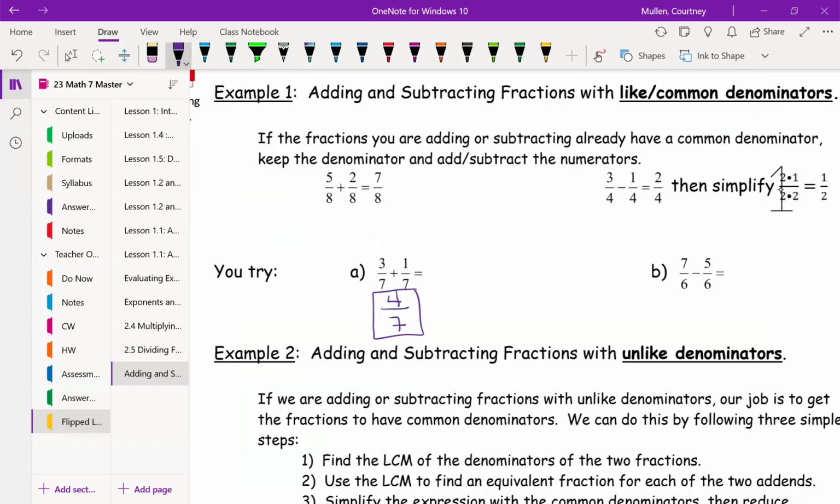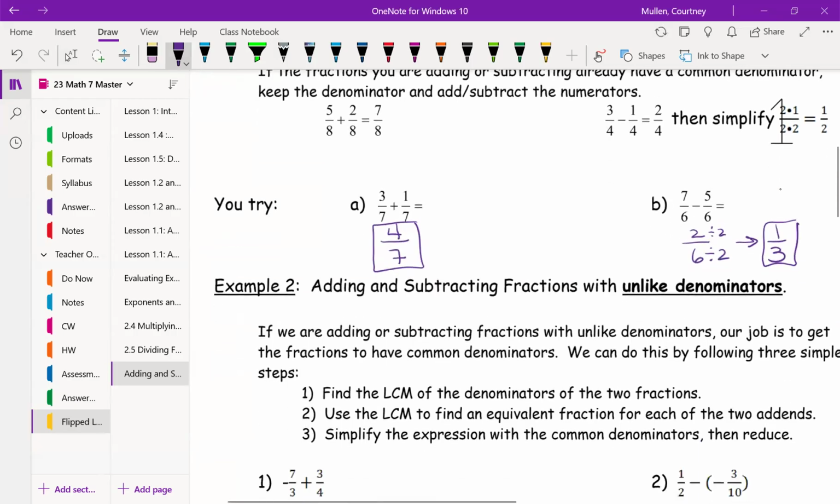On B, we have 7/6 minus 5/6. Same denominator already, so we'll subtract the numerators. 7 minus 5 is 2, and keep the denominator. But here I simplify by 2, and so our final answer will be 1/3.